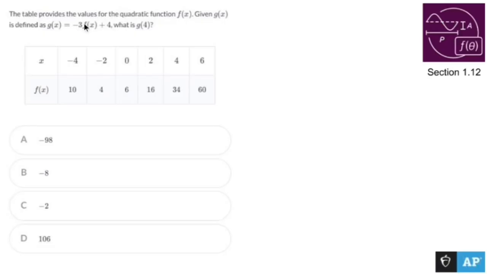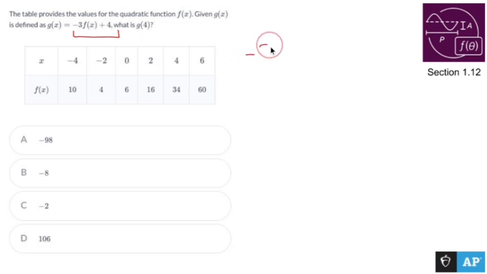The table provides the values of the quadratic function f of x. Given g of x is defined as g of x equals negative 3 times f of (x plus 4). What is g of 4? Well, I need to find g of 4, so let's do this. g of 4 is going to be that guy where I substitute 4 in for x.